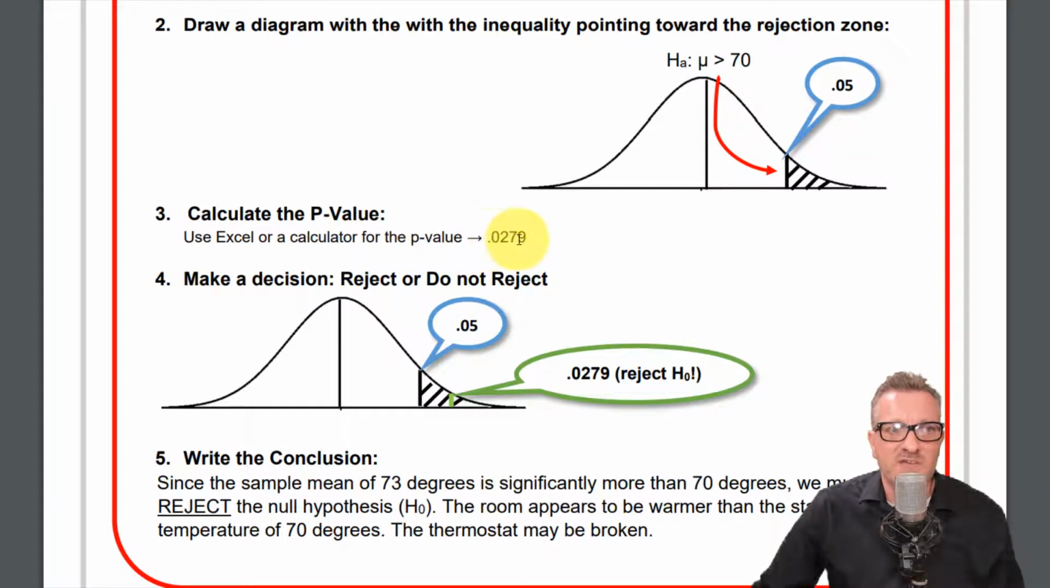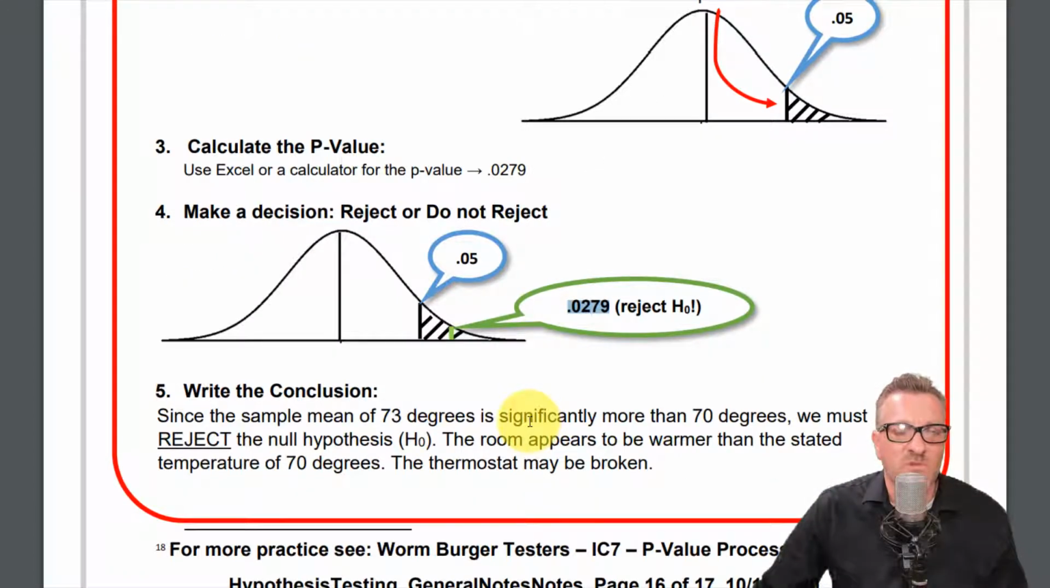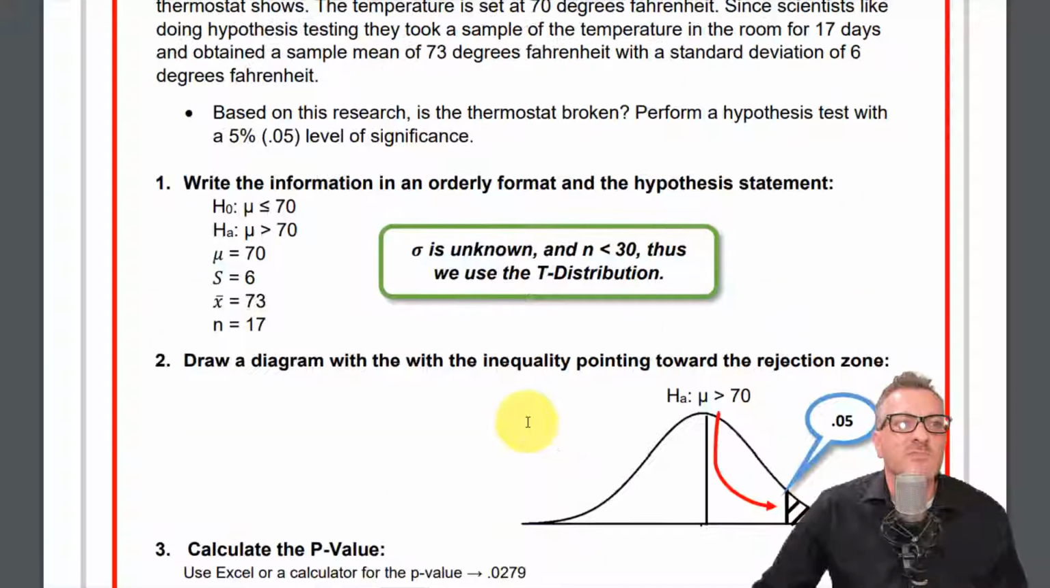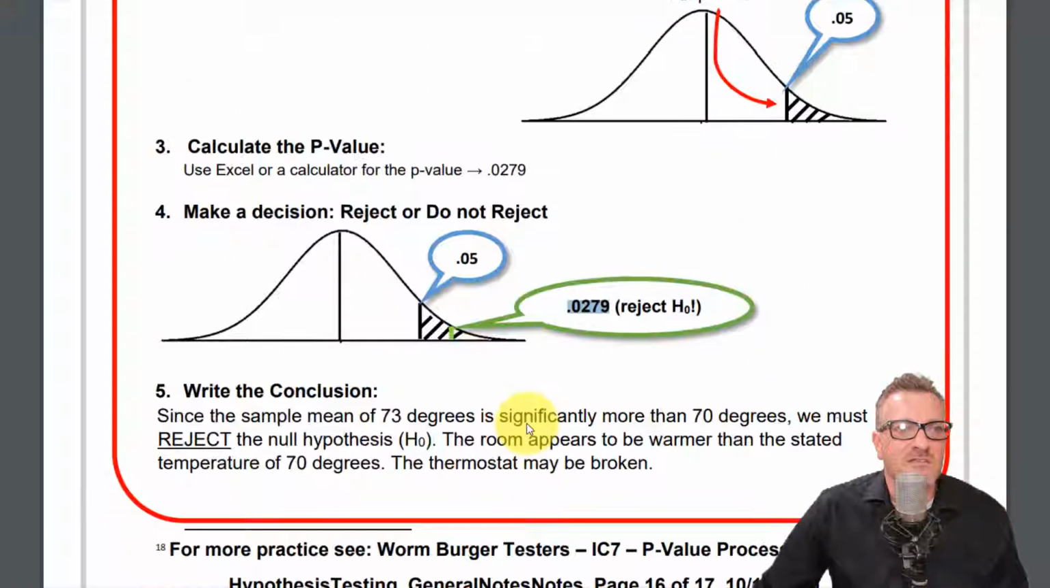But here's the caveat. If you get the p-value for this and you calculate it, it's super simple. You get this small value and you go, oh, we're willing to accept being wrong 2.79% of the time. So we're going to reject it. The room is warmer than we thought. Look at all the math on this page, barely any. Super simple, but we can't do it by hand.